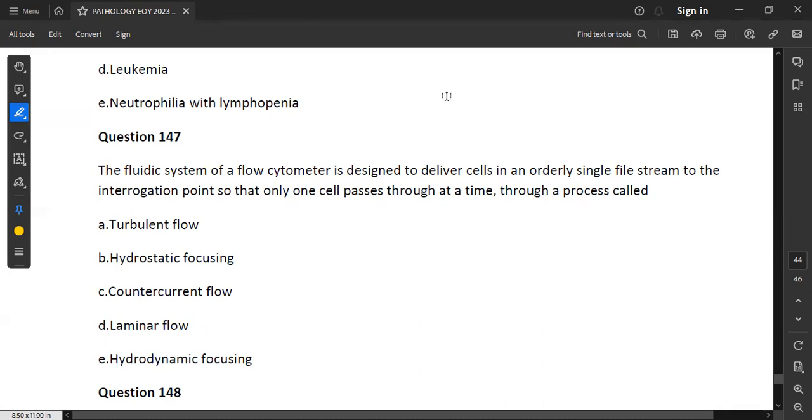So we said you have that tube, you have the sheath fluid, the normal fluid that's going through that tube, and then you inject the cells. The cells are suspended in a fluid solution. So since they don't mix, the cells will be passing one at a time.